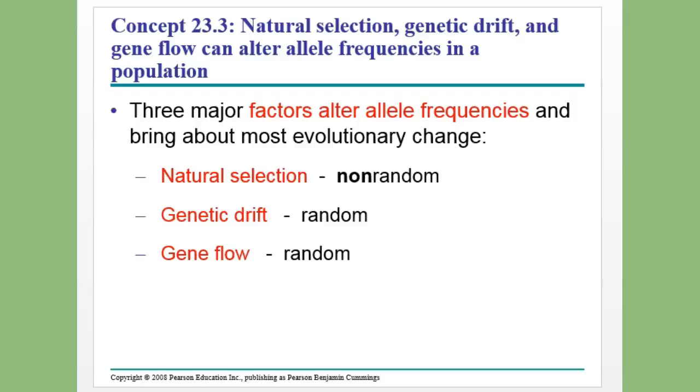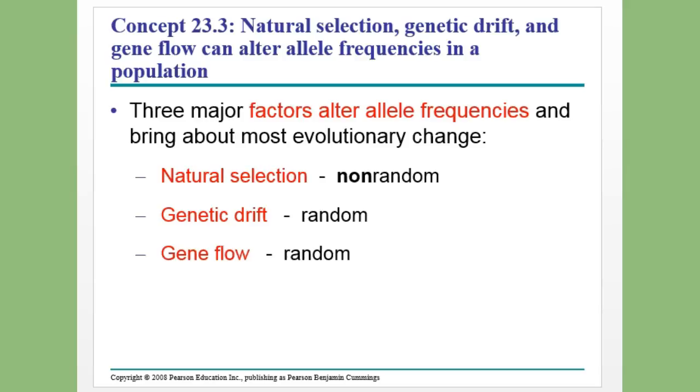Hi guys, welcome back. We're going to do chapter 23 part 2 and talk about natural selection, genetic drift, and gene flow. We're going to look at how they can alter frequencies in a population. There are three major factors that alter allele frequencies and bring about most evolutionary change.